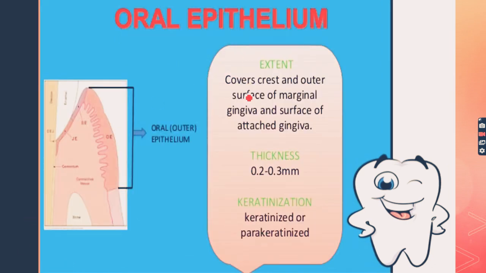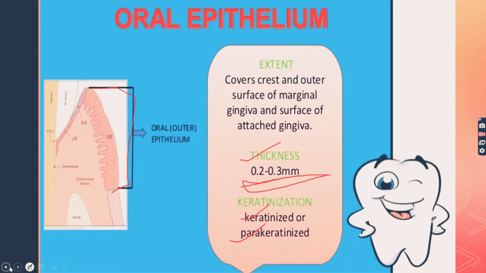First of all, oral epithelium. Look at this. This whole portion is the oral epithelium or outer epithelium. It covers the crest and the outer surface of the marginal gingiva and the surface of the attached gingiva. The thickness is 0.2 to 0.3 mm. Please note down these points. Thickness is 0.2 to 0.3 mm and keratinization is present. It means it is keratinized or parakeratinized also. Okay, both keratinized and parakeratinized.